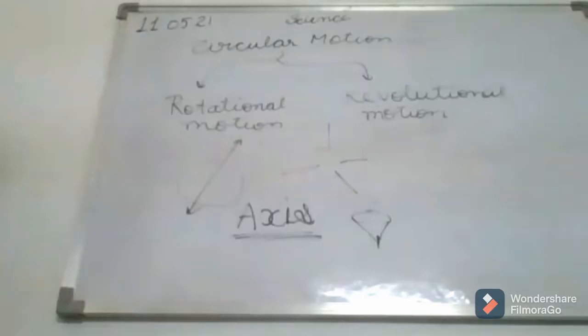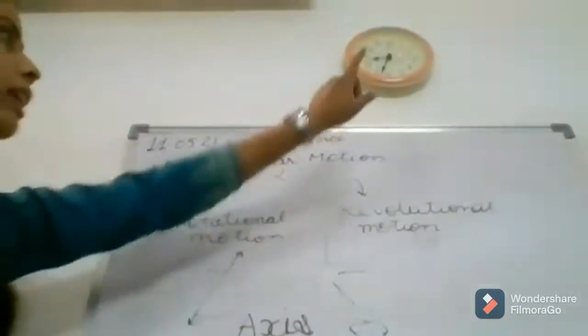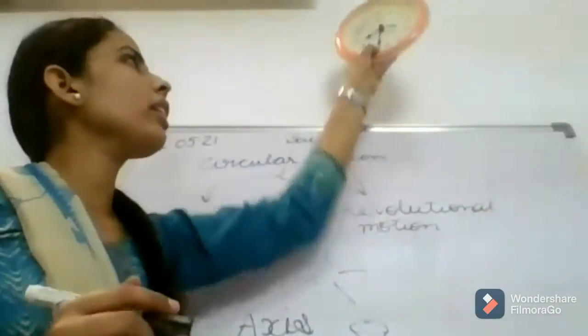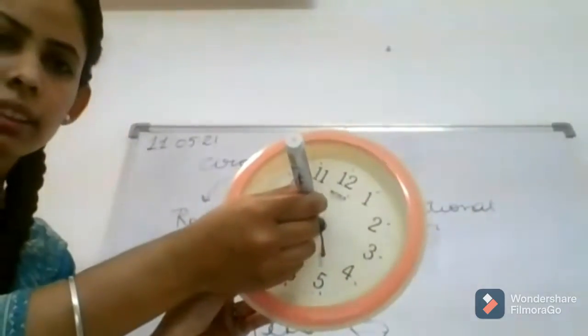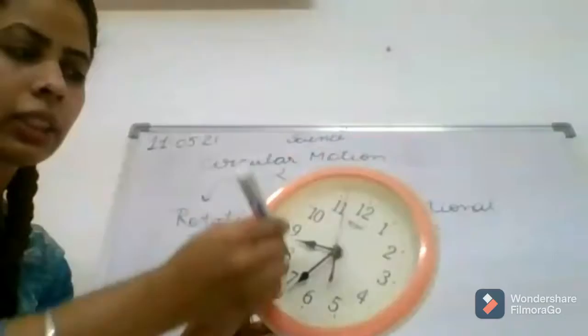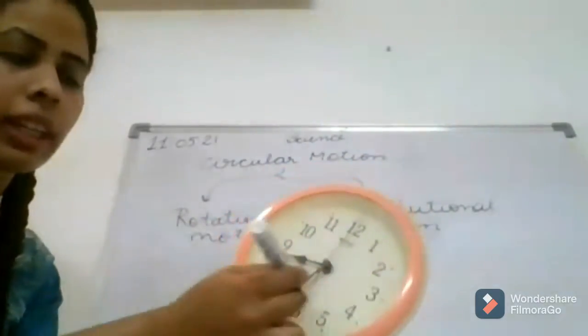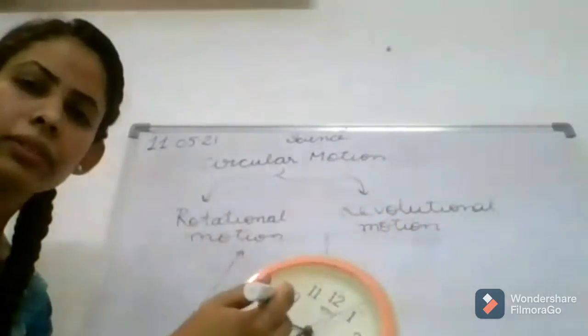And next, see here, the hands of a clock. These are also moving in a rotational path because there is an axis. It is moving in this way. You are seeing a second hand moving in this way. Similarly, a fan also moves in this way. Clear?